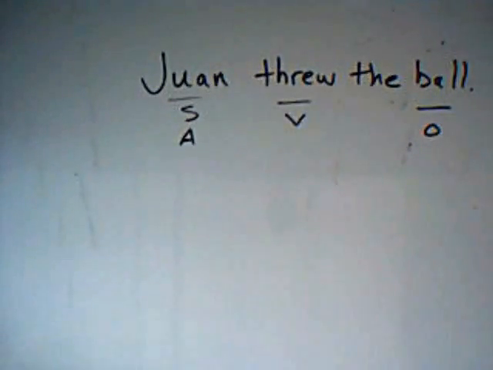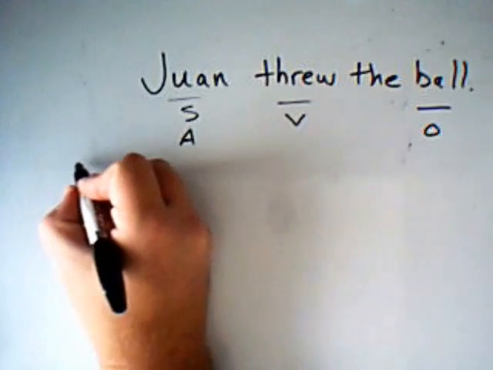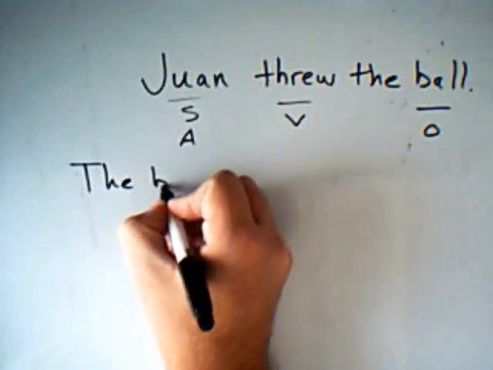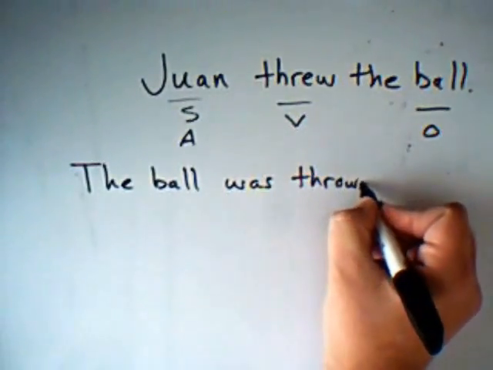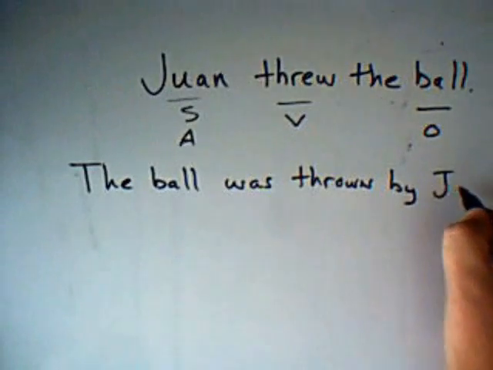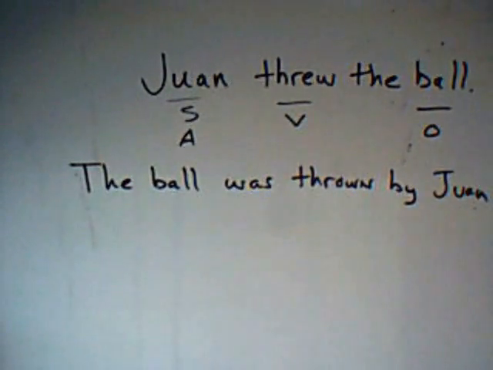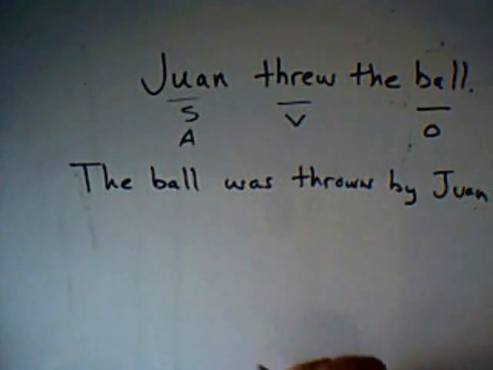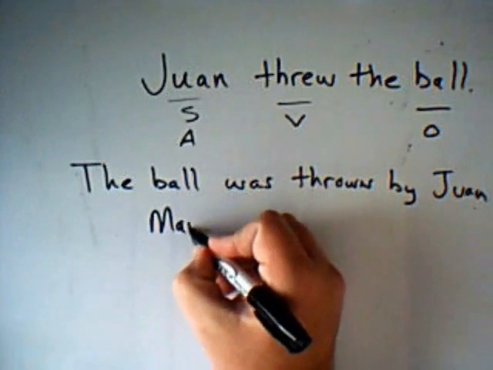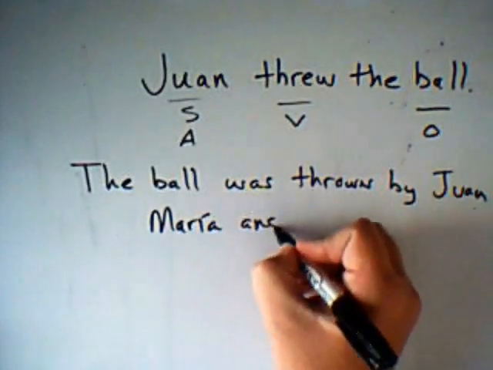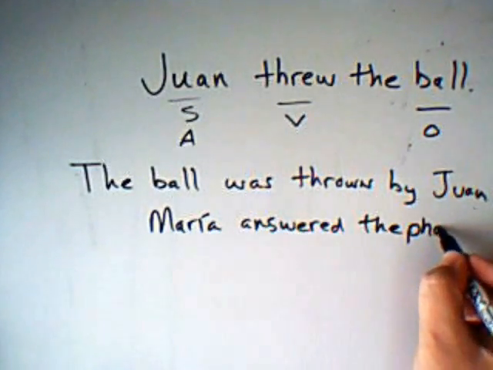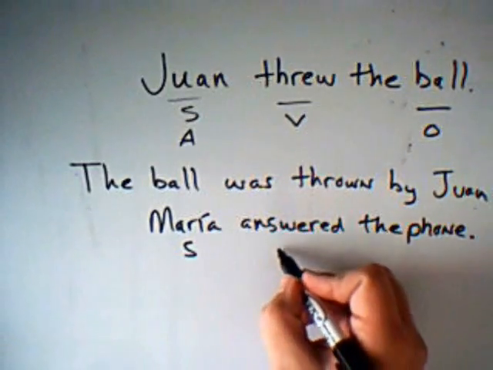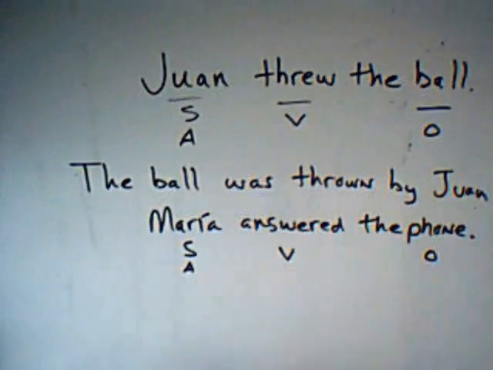Okay? If we were to write this in the passive voice, it might look something like this. The ball now becomes the subject, was thrown by Juan. Okay, the ball was thrown by Juan. All right. Another example in English in active voice would be something like Maria answered the phone. Okay. Again, we have subject, verb, object, where she is also the agent.